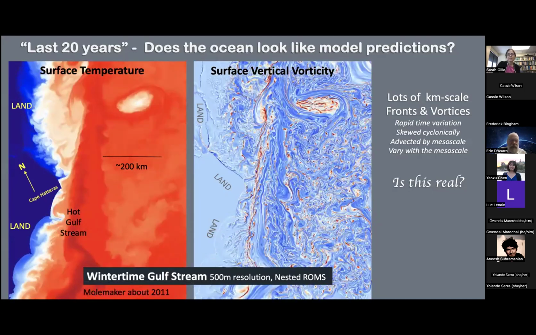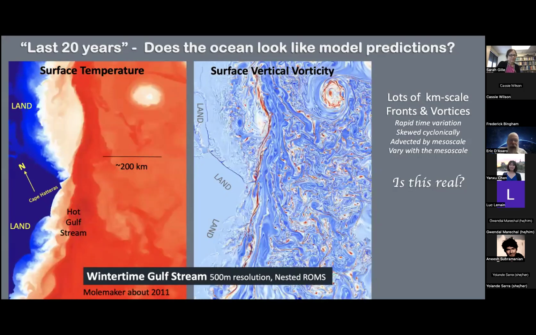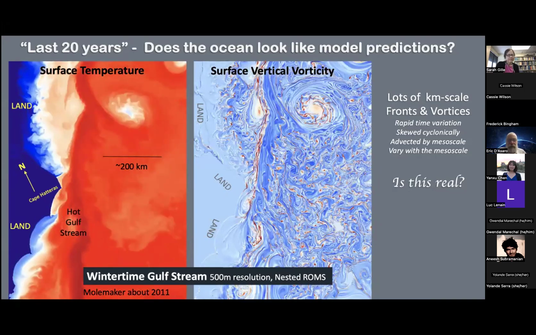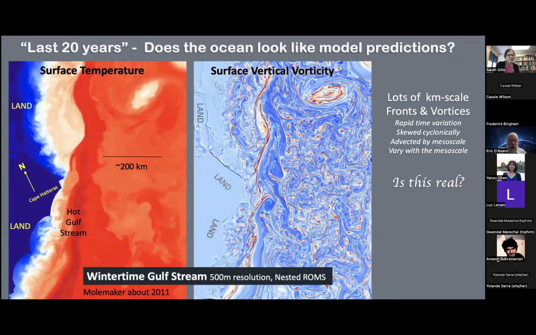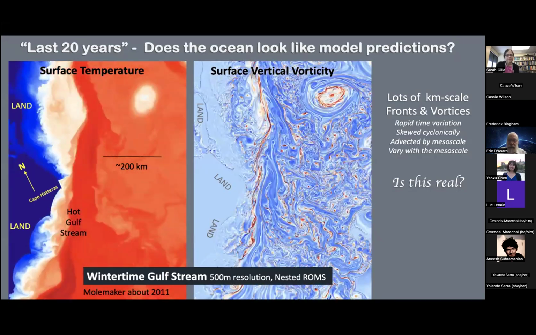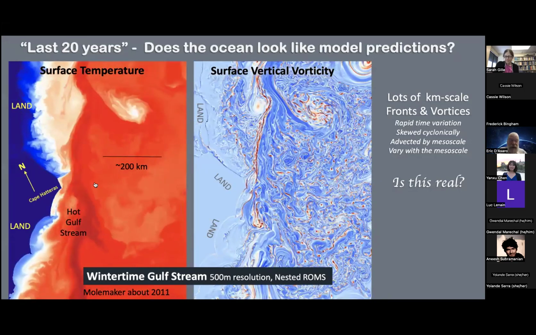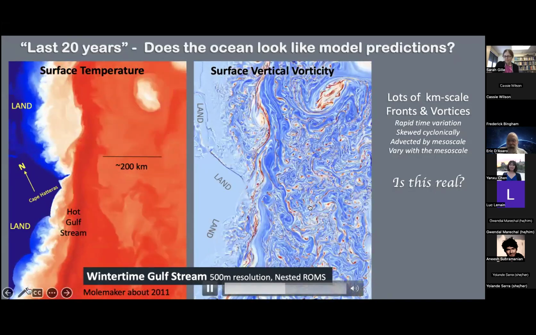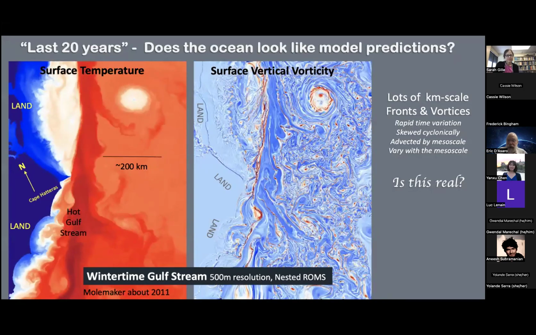You see things that you recognize. And of course, about say 20 years ago, we started to get models that were like kilometer resolution. This is a 500-meter ROMS run. And if you look at vorticity as opposed to surface temperature or quantities like that, you see something like what is on the right. And it's really a remarkable image. I was tremendously struck by it when I saw it.